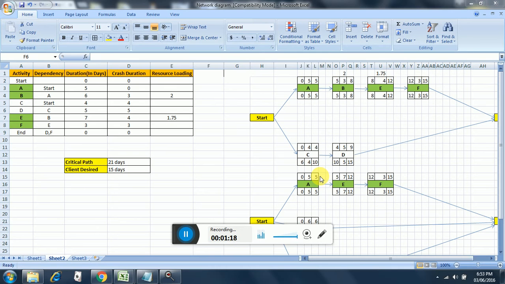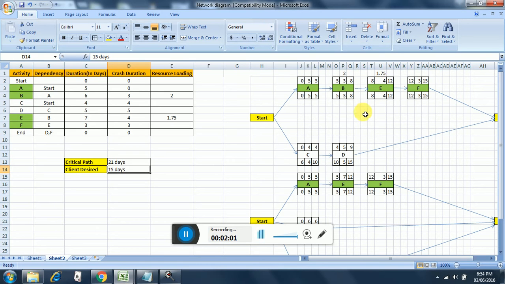So let's start with crashing first. If you notice this diagram, this is the one that was presented in my first lecture, and the things that have changed are for activity B and for activity E. These are the preconditions. The critical path in our earlier example was 21 days, but the client wants the project completed in 15 days. So what needs to be done? Initially this was 6 and this was 7.